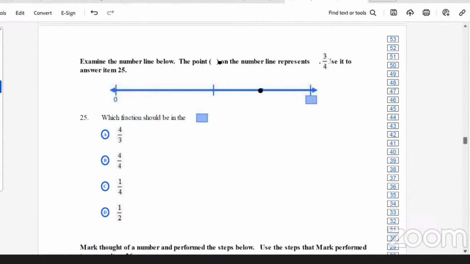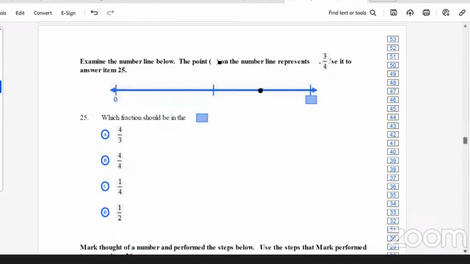All right, so question 25, examine the number line below. The point on the number line represents 3/4, so use it to answer item 25. Which fraction should be in the box? Okay, so would it be 4/3, 4/4, 1/4, and a half?